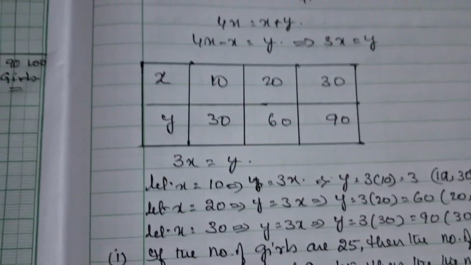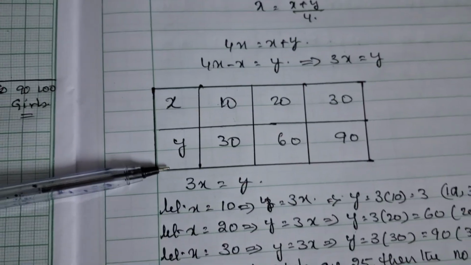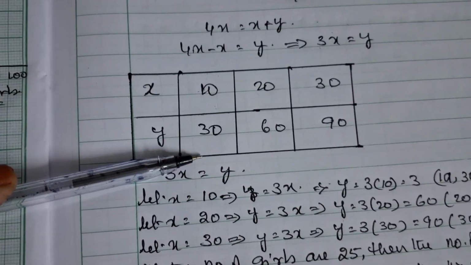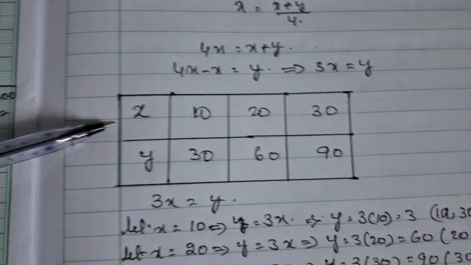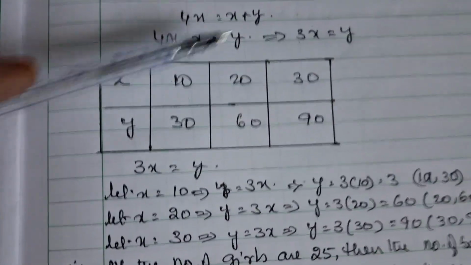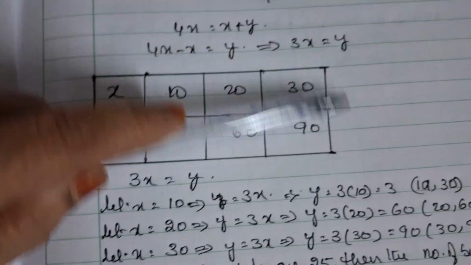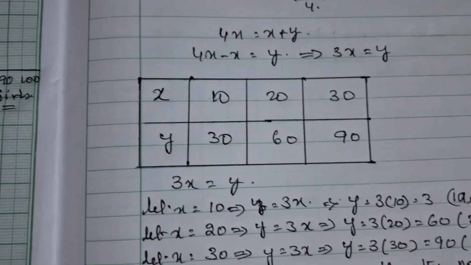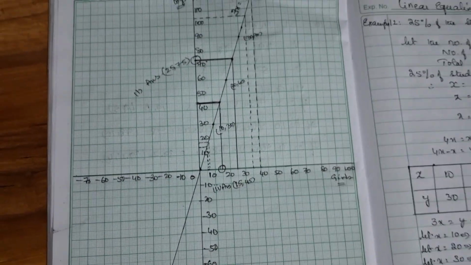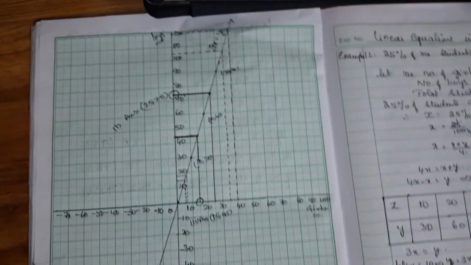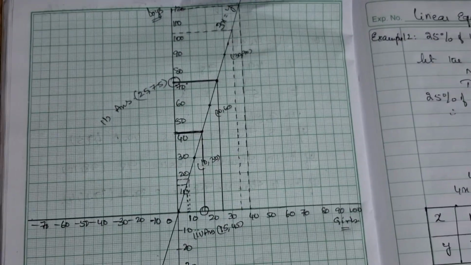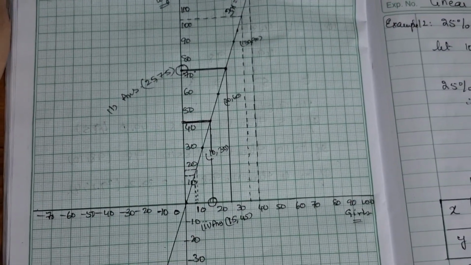So for that I have drawn the table here, x and y. If I take x as 10, 3 into 10 is 30. x is 20, 3 into 20, 60. x is 30, 3 into 30, 90. So these are the values that I have got. I made these values into a graph, children. So this is the graph that you are getting with the values that I have got.